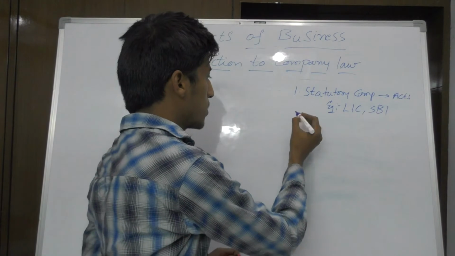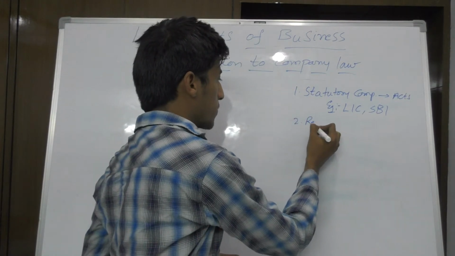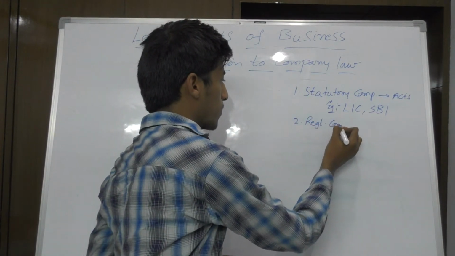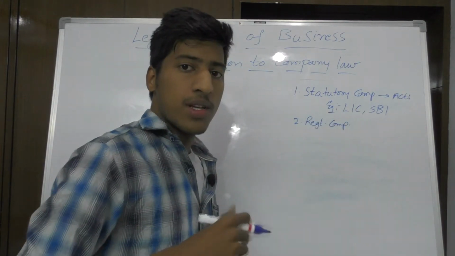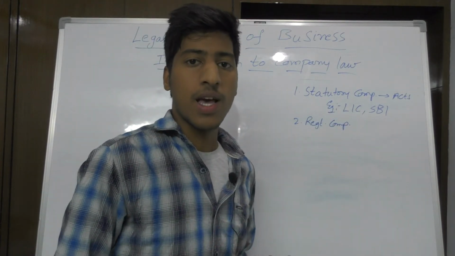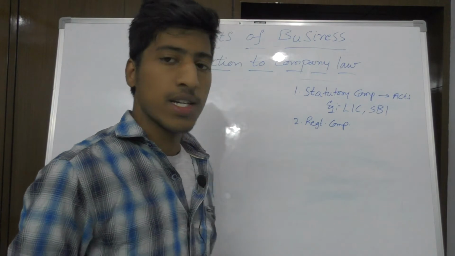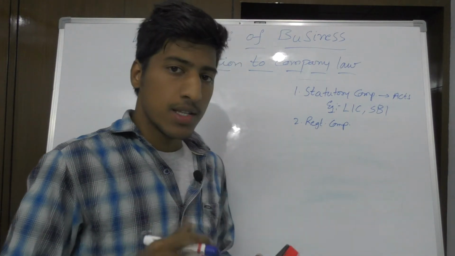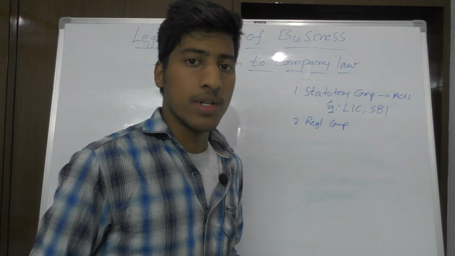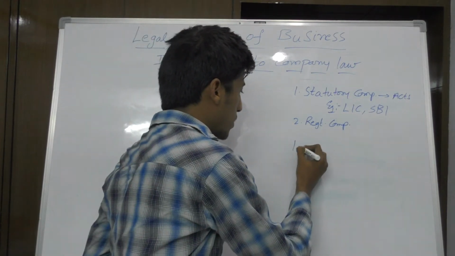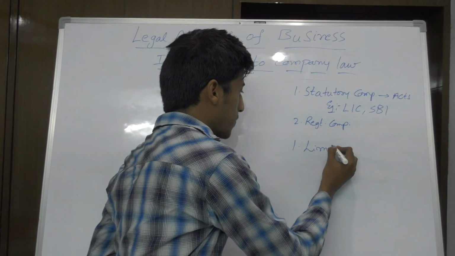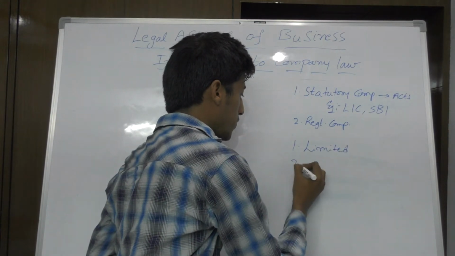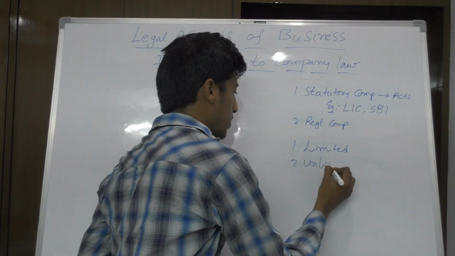And next one is registered companies. These companies are created under Companies Act in India. The latest Companies Act is Companies Act 2013. Now, there is another classification based on liability. These are limited companies and unlimited companies.